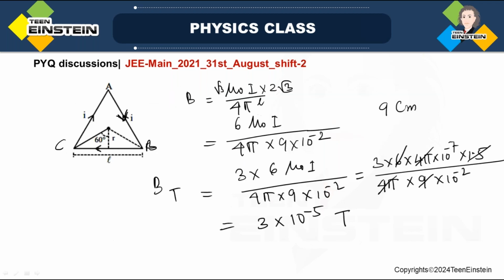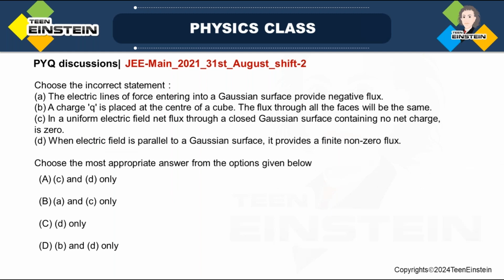All right, we'll go to the next problem. This is again an analytical question. What is this question saying? Choose the incorrect statement. The first statement is that electric lines of force, that means electric field lines, entering into a Gaussian surface provide negative flux.